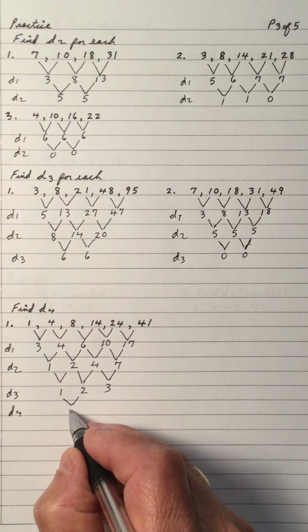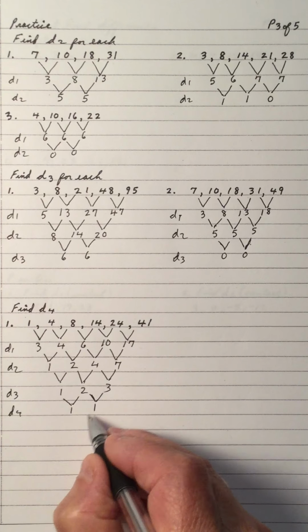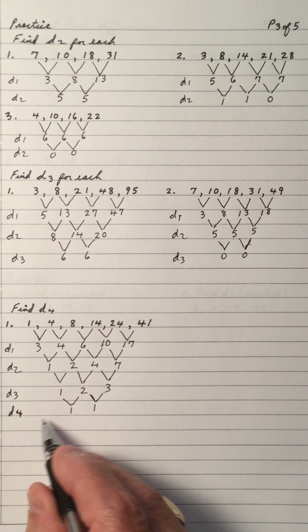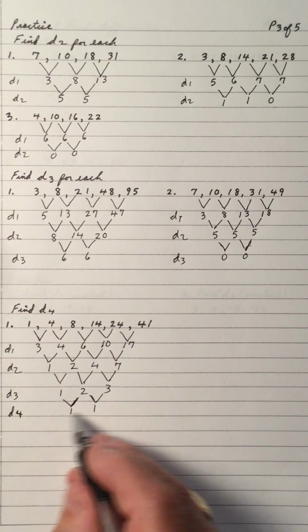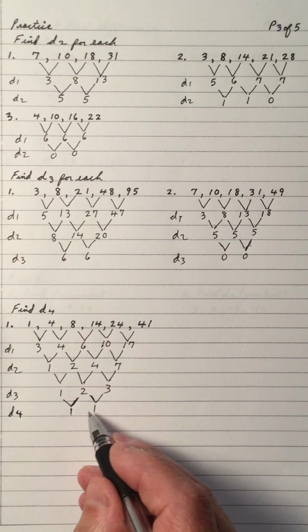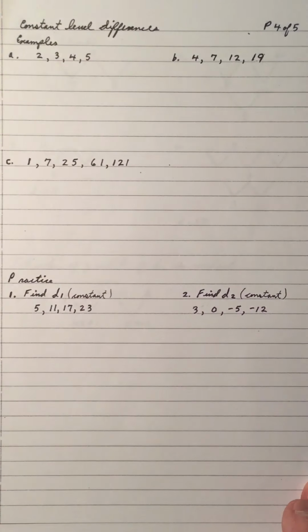3 subtract 2 is 1. 2 subtract 1 is 1. So the D4 difference is constant, it's the same. Again, that's showing you different level differences.